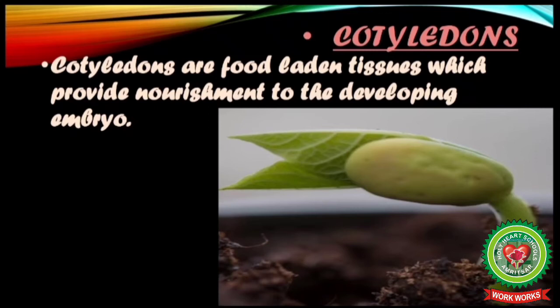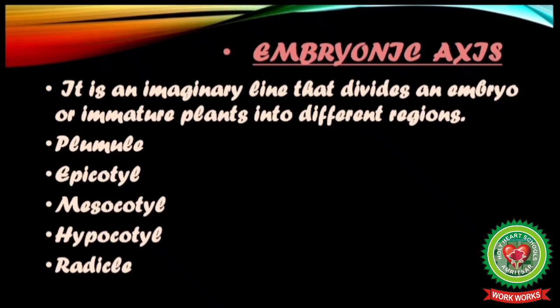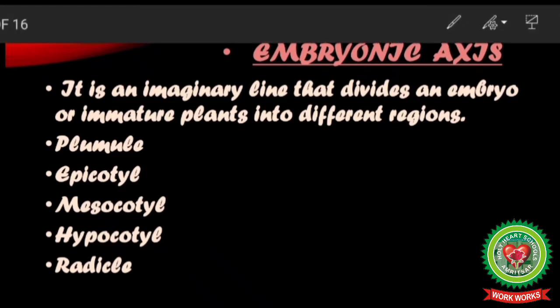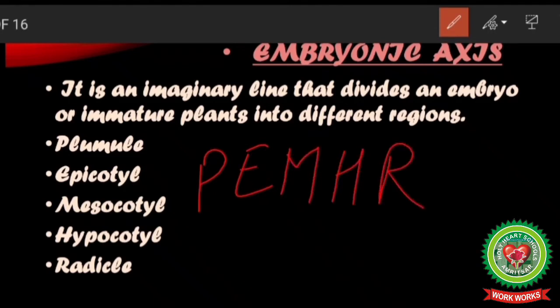Next, we are going to discuss the embryonic axis. It is an imaginary line that divides an embryo or immature plant into different regions. The different regions are plumule, epicotyle, mesocotyle, hypocotyle, and radicle. We can learn this with the help of one shortcut, that is PEMHR. P plumule, E epicotyle, M mesocotyle, H hypocotyle, and R radicle.